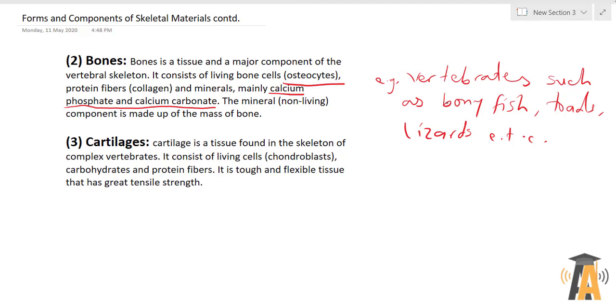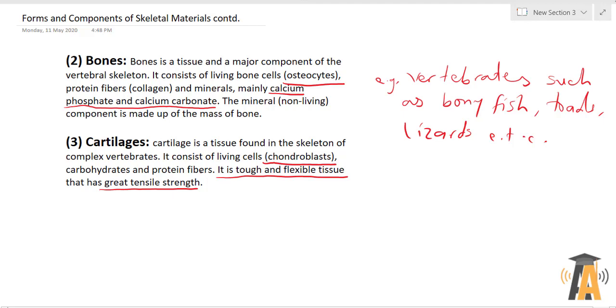And point number 3, we have the cartilage, and this is also tissue found in the skeleton and consists of living cells. These living cells of the cartilage are called chondroblasts, and they also have carbohydrates and protein fibers in it. One important characteristic of the cartilage is that it's a tough and flexible tissue. It is tough but flexible and has great tensile strength. Because of this tensile strength, it acts as a shock absorber, cushioning the effect of bones moving against bones during movement.